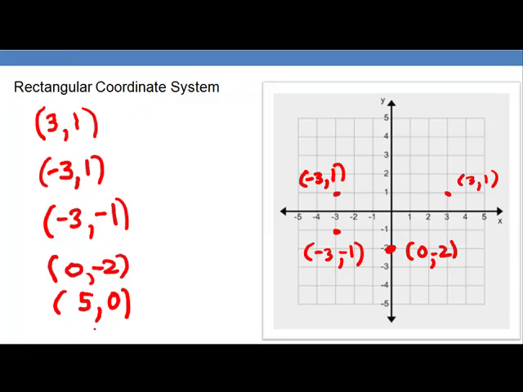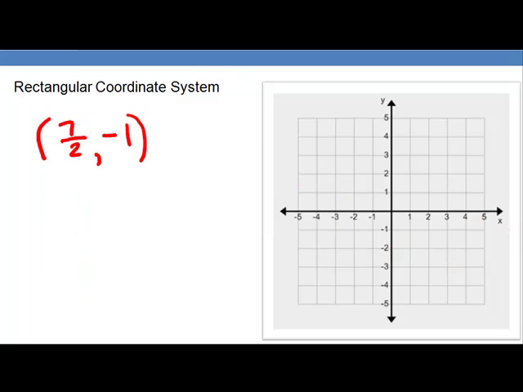And if we do 5, 0, we start at 0, 0. It says move 5 on the x, 1, 2, 3, 4, 5, but don't go up or down. So it's going to stay right on the axis. So this is 5, 0.